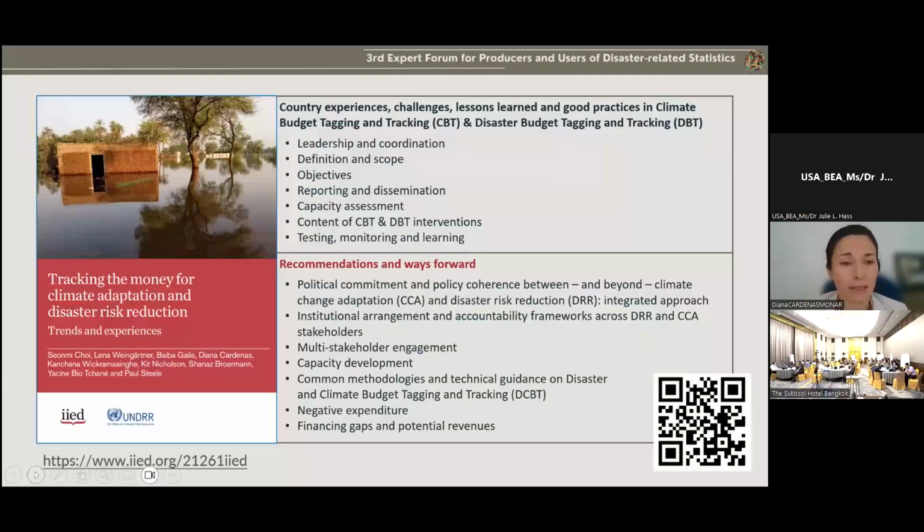And so what we basically did with this work is we explored country experiences to identify challenges, lessons learned, and good practices on climate budget tagging and tracking and disaster budget tagging and tracking, considering the connection between the two and the possible overlaps. The reasoning behind it is quite logical, and Julie already explained it.